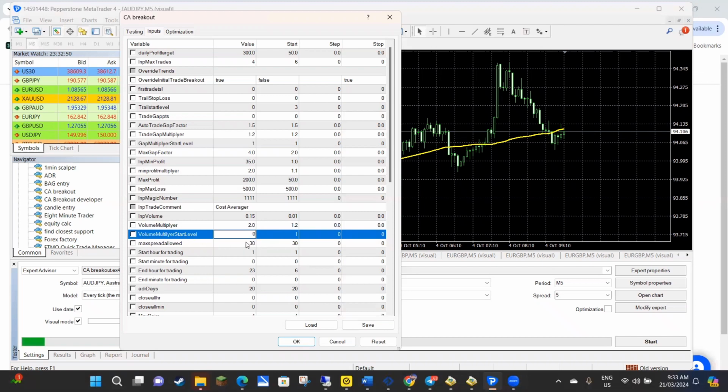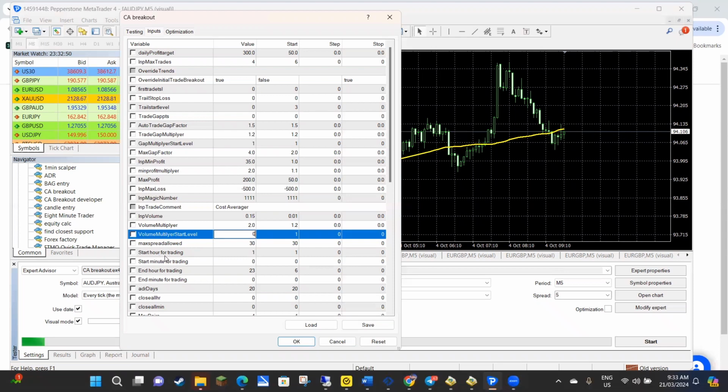We just have a spread filter, which you can fine tune to suit your broker, but 30 is going to be fine as a starting level for all Forex pairs, except some of the really exotic ones. But if you want to fine tune that down to suit your broker, you can.